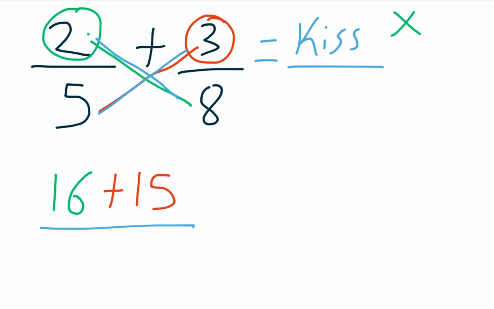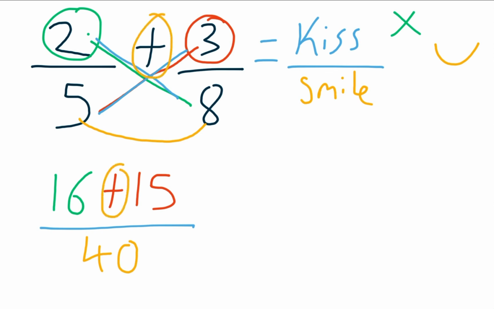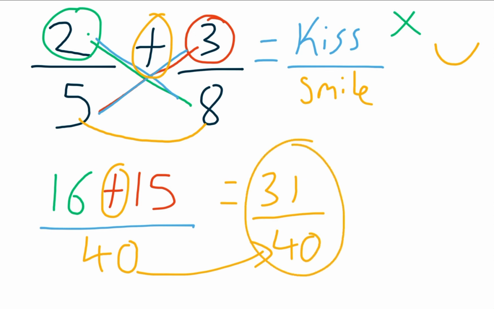And now we do our smile. Smile as in a nice smiley face. We'll use the bottom, it's only the denominators. So 5 times 8 is equal to 40. So the denominator is always the smile and the kiss is at the top. The reason why we use plus is because the question is a positive. So therefore 16 plus 15 is equal to 31 and the denominator remains as 40. So the answer is 31 over 40.